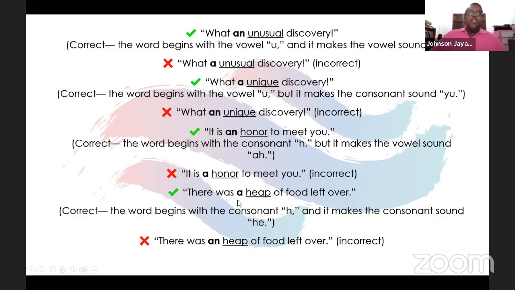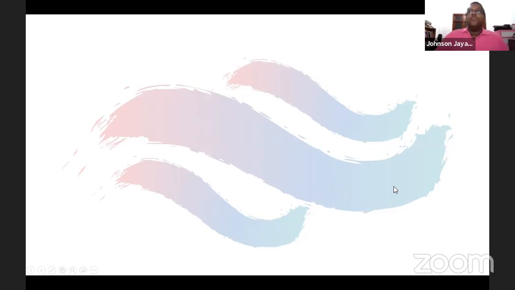Okay, there was a heap of food left over. Again, here now there is a consonant sound. Heap, H sound. So you're going to be putting "a" there. Right. Let's look at the next slide as well. There are some more examples here.